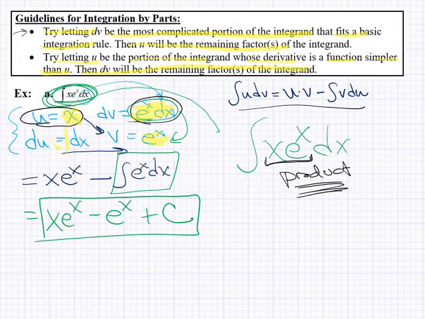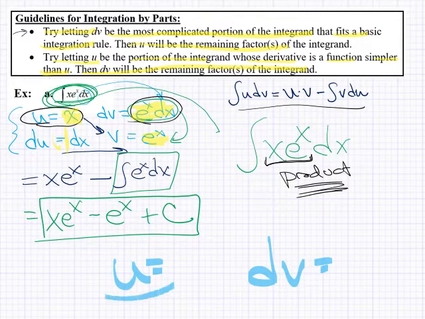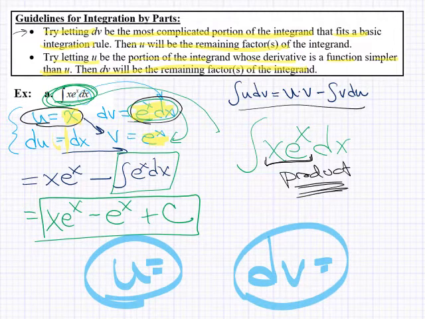The way I usually look at it, when I'm trying to determine my u and my dv, is I say, well, I'm going to have to differentiate this one and integrate this one. Is there one of these two functions that's easier to integrate or easier to differentiate? And in this case, no. I mean, x is pretty easy to both integrate and differentiate, and e to the x is pretty easy to both integrate and differentiate. So it doesn't really apply too much here.